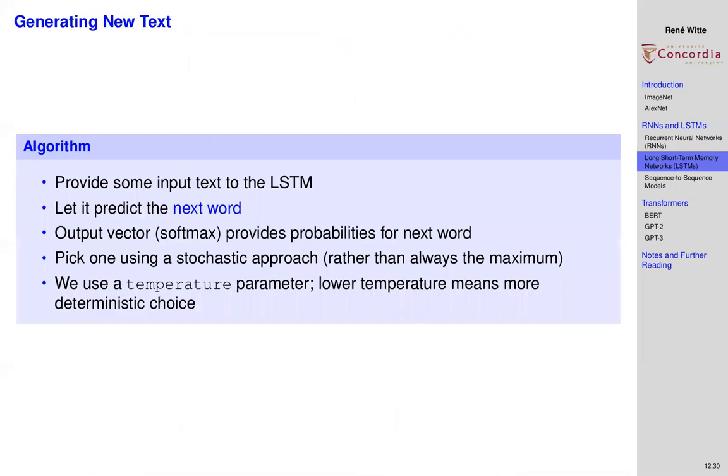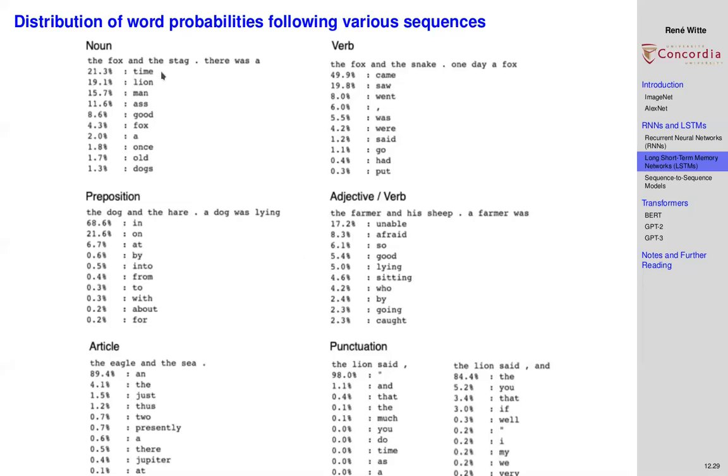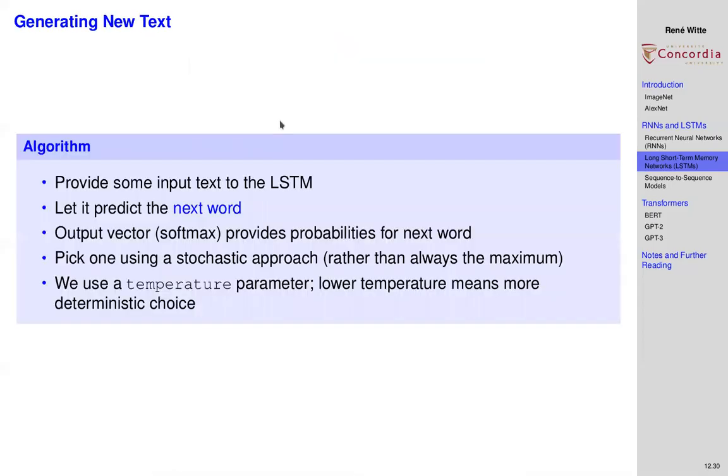But we don't just want to look at the next word. We want to use this to generate new text. So again, we have to start. We give, as a seed phrase, some input text to the LSTM, and then we let it predict the next word. Once we have the next word, we can append it to the sequence, feed this in again, and get the next word predicted, and this way generate new sentences and eventually a whole story.